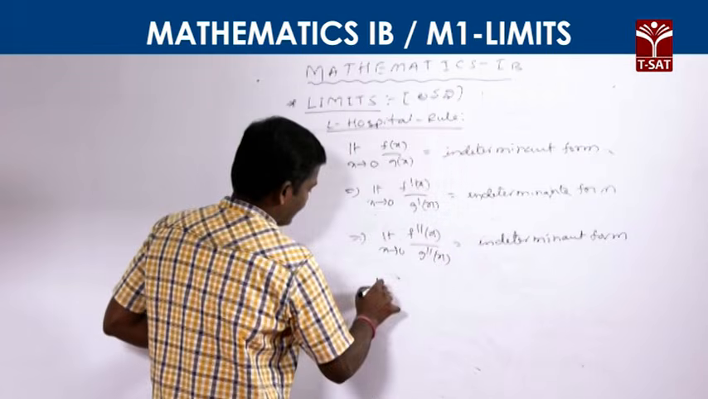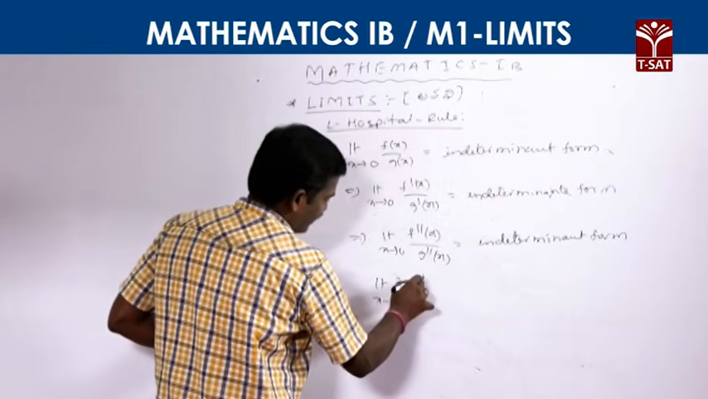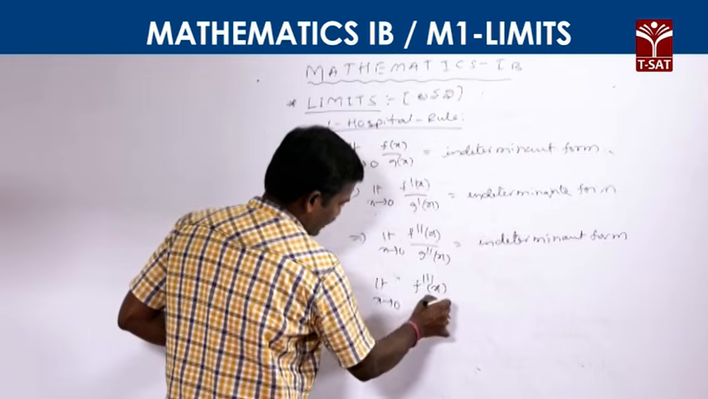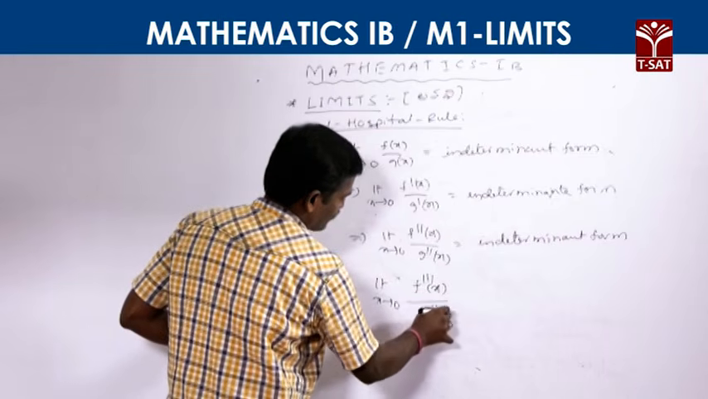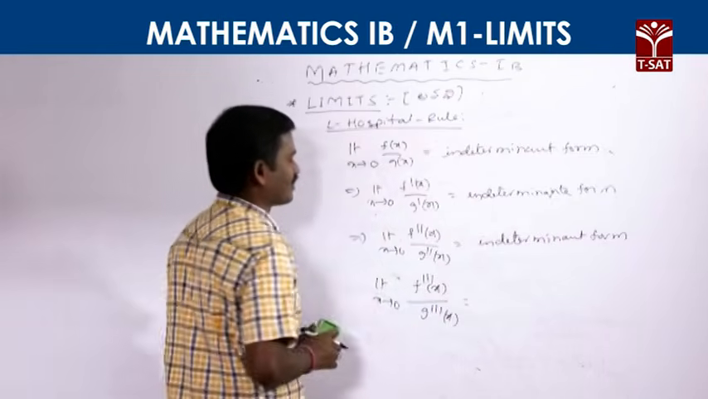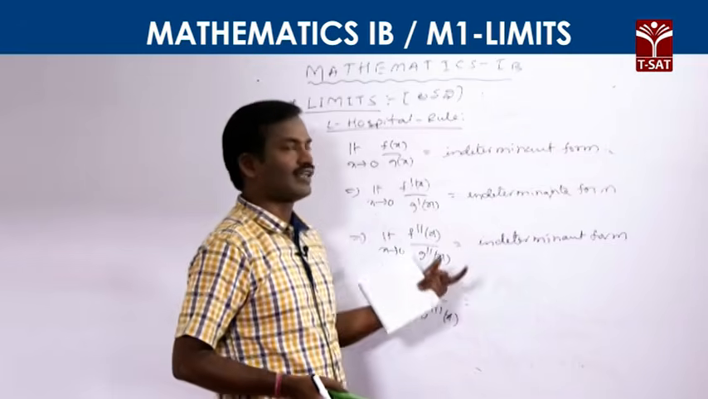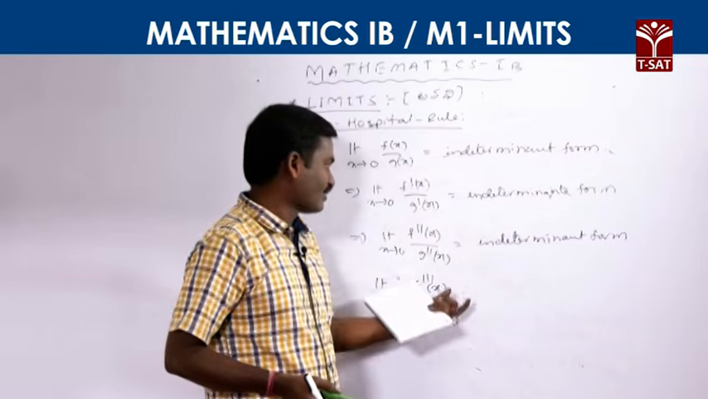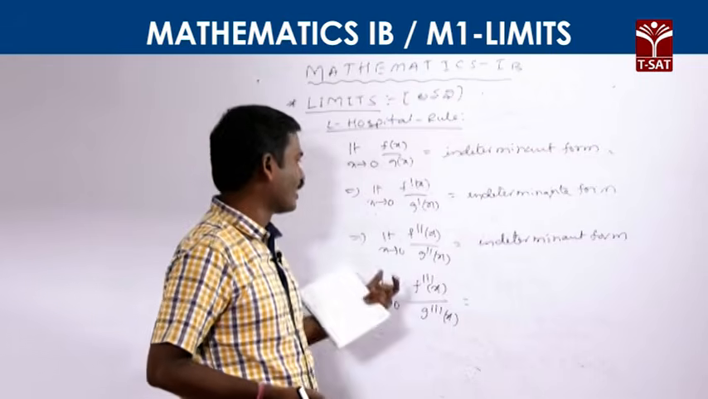So the limit extends to 0, third order derivative, f triple dash of x by g triple dash of x. If it is finite, okay, stop. Whatever we get is the answer for that. So the limit exists for that value at x equals a.